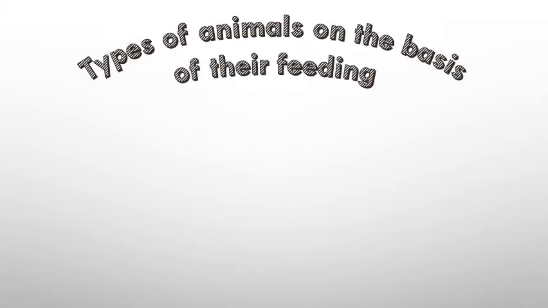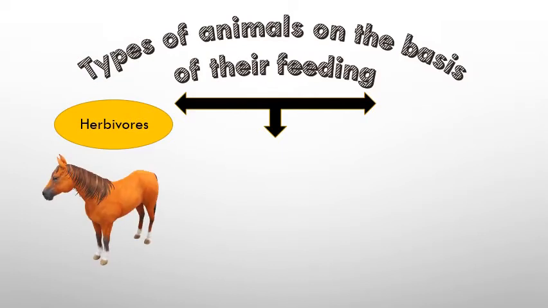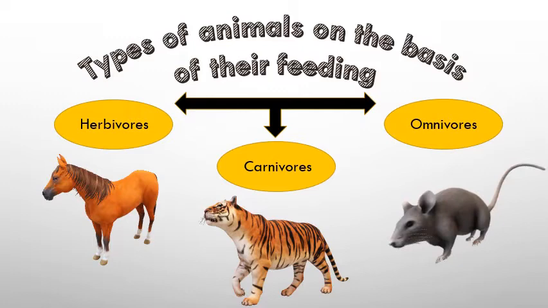Animals have been divided into different types. So let's see the types of animals on the basis of their feeding. There are three main types of animals according to their feeding habit, of which number 1 is herbivores. Herbivores are animals like the horse. Number 2 is carnivores. Carnivores are animals like the tiger. And number 3 is omnivores. Omnivores are animals like the mouse.